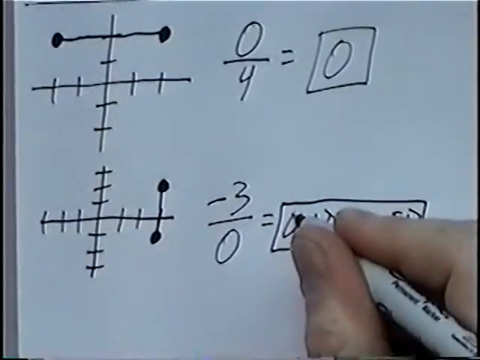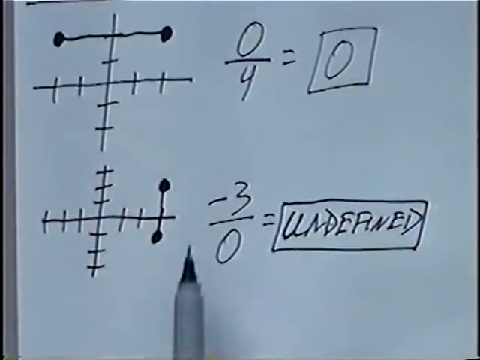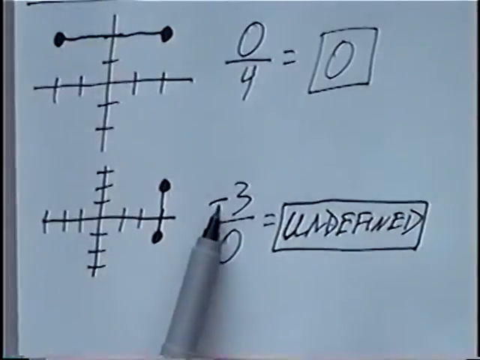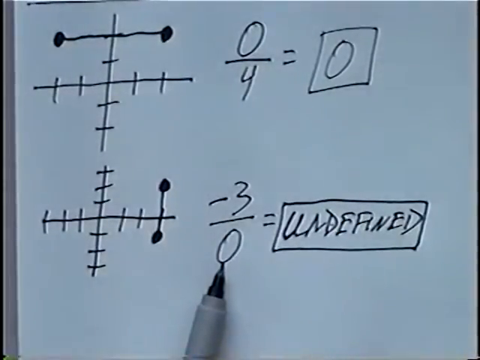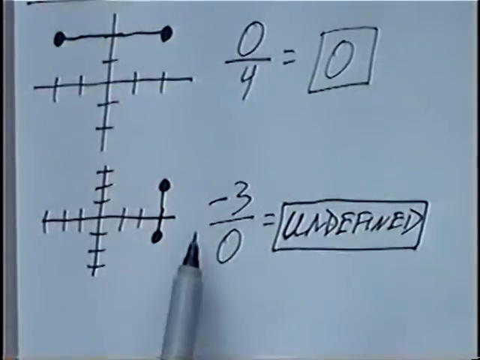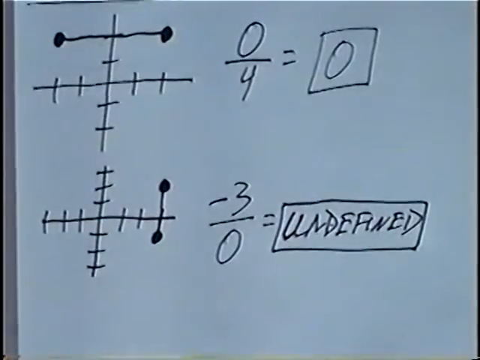The reason this is undefined is if you take any number, like the number -3, it is impossible to divide it into 0 groups. Anytime you divide, you have to at least have one group or part of a group. There's no way to divide by 0.